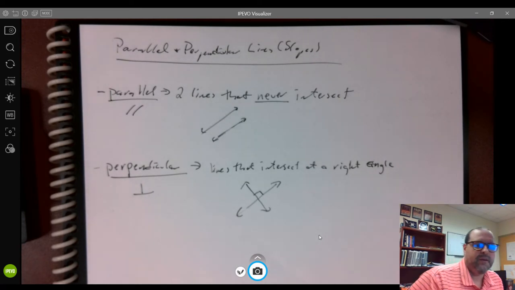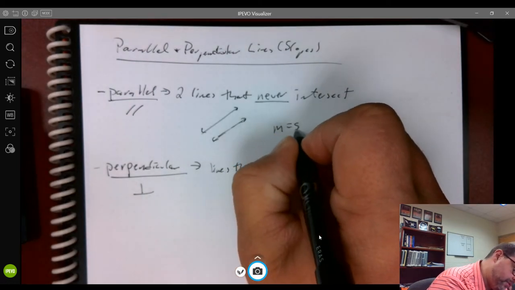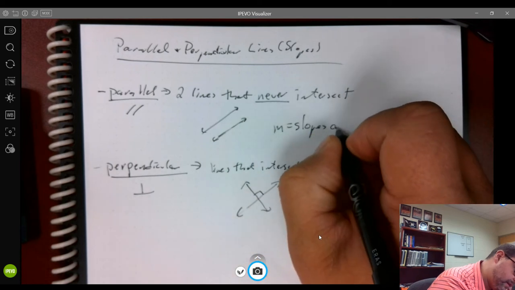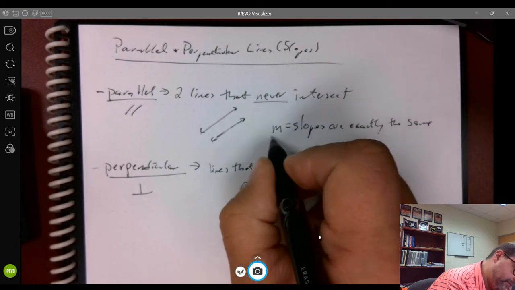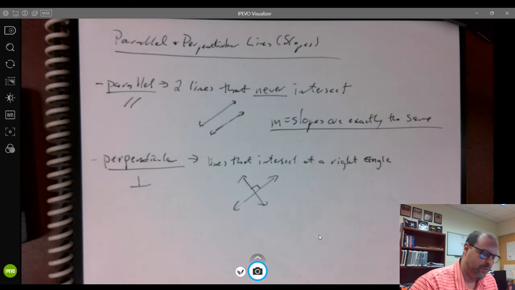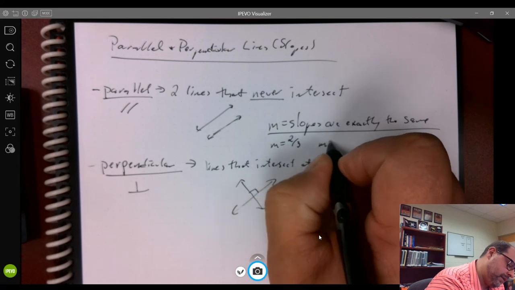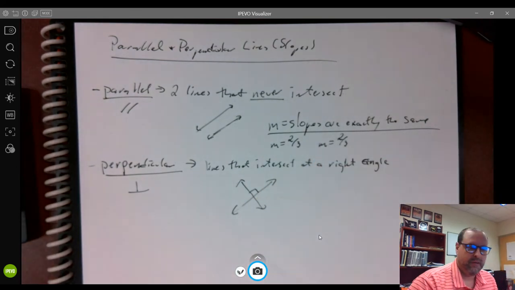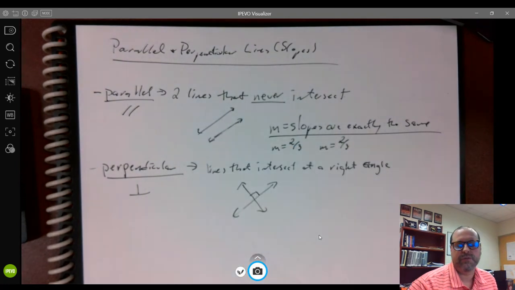Now, parallel lines, their slopes, okay, or M, or our slopes, are exactly the same. So parallel line slopes are exactly the same. What do I mean? You said the slope of one line was 2/3. What's the slope of a line parallel to that? 2/3. Why? If it goes up 2, right 3, up 2, right 3, this other one would have to have the same pattern for them to never intersect each other. Keep going up 2, right 3, up 2, right 3, and so on.